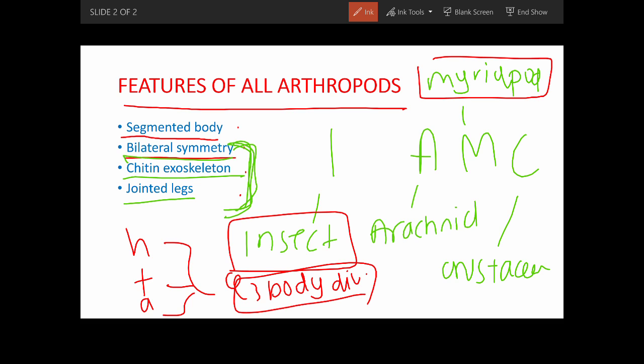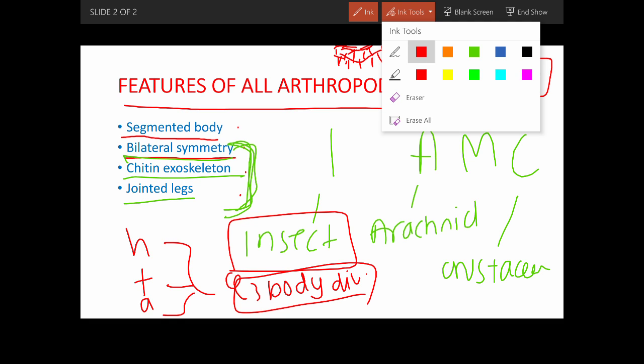Myriapod, whenever you hear myriapod, you always remember worms. They're not exactly worms, but they're like centipedes and millipedes. Those are examples of myriapods. They have a segmented body with no particular division. So they just have a segmented body, and each segment has a pair of legs on it.